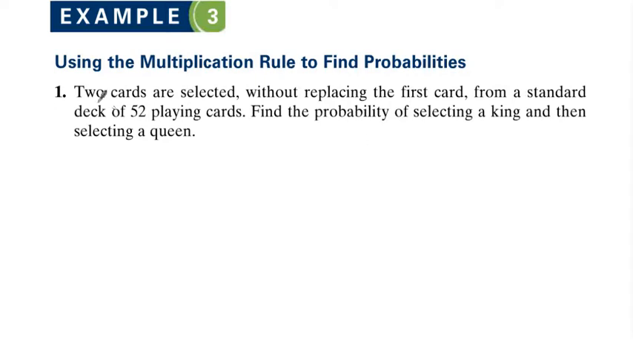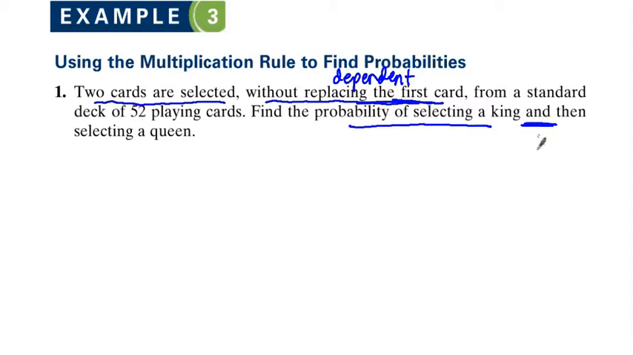So it says 2 cards are selected, so we know we're going to have 2 events, without replacing the first card. That's important, because that means these are dependent events. If we're not replacing a card, that means we no longer have 52 in the deck. Find the probability of selecting a king, and "and" is what tells us that we're going to be multiplying. That's the key word. Later on we'll talk about the word or. Or does not mean multiply, or means add, but the word and means multiply. So find the probability of picking a king and on the second card picking a queen.